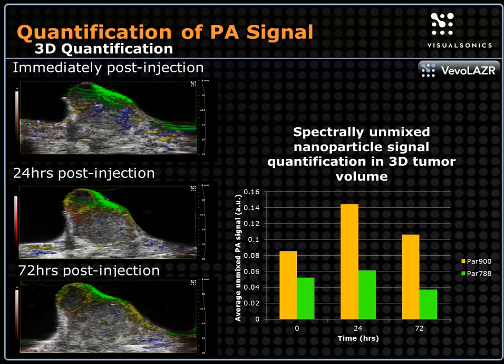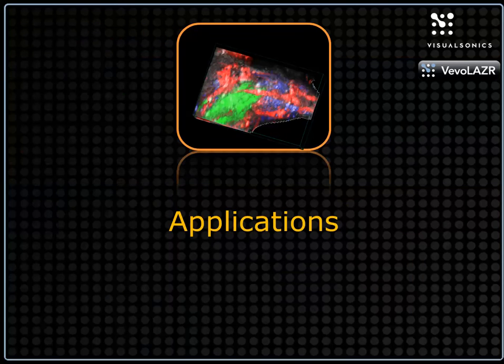So this is only one animal, I should say. So I don't want to make too many hard conclusions about this, but this is a nice experiment where we can use the same animal over time, and we can also quantify two different components within the same animal: one control, the negative control, the PAR 788, and then the folate targeted, the PAR 900, all within the same animal.